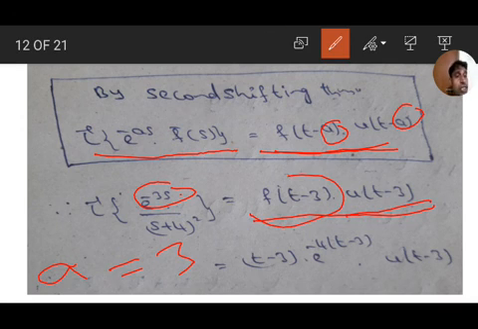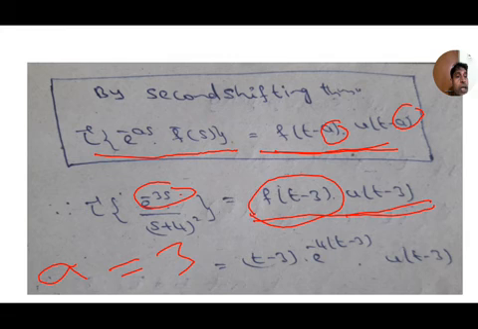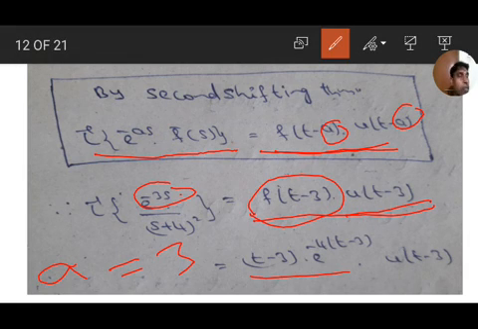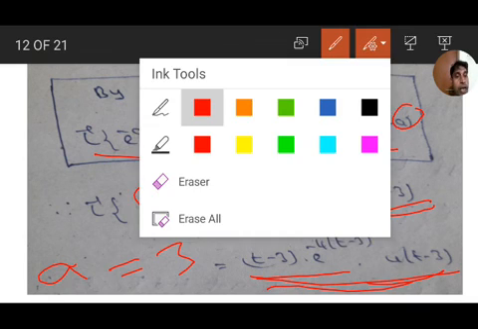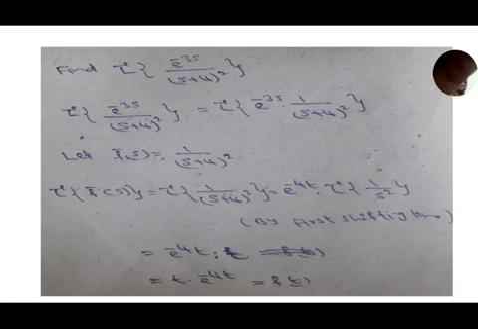And f of t minus 3 means that in the place of f of t, which is t into e to the power of minus 4t, we replace t by t minus 3. That is t minus 3 into e to the power of minus 4 into t minus 3, into u of t minus 3, is the answer. It is the inverse Laplace transform of the function e to the power of minus 3s by s plus 4 whole square. First we take f bar s as 1 by s plus 4 whole square, and find its inverse Laplace transform using the first shifting theorem.